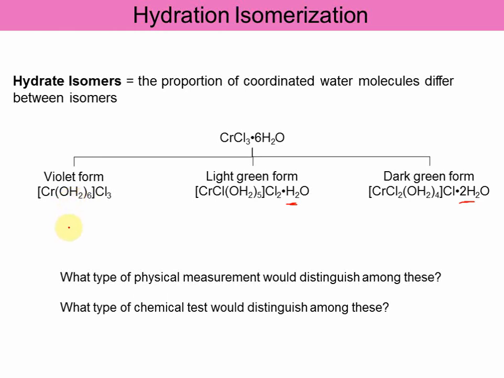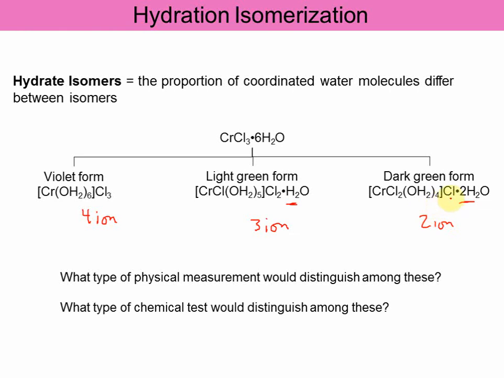So if you were to dissolve this in solution, this chromium complex here in the violet form, this would produce a total of 4 ions in solution. The chromium complex and the 3 chloride ions. In the light green form, this would form 3 ions when dissolved, 1 from the chromium complex and 2 from the chlorides. And in the dark green form, there would only be 2 ions in solution. So there'd be the chloride and then the chromium complex itself.